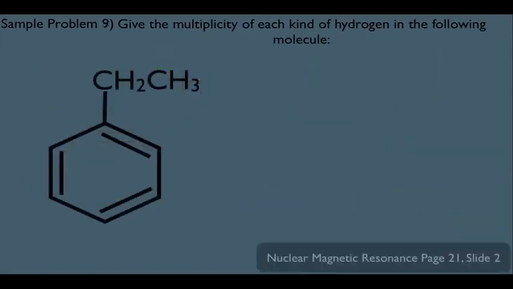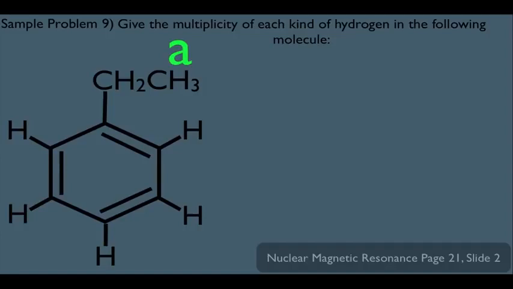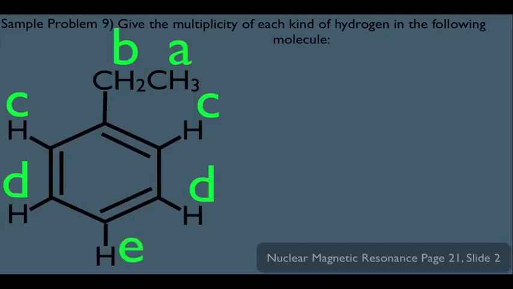Let's look at another example here. Sample problem 9. What is the splitting observed in this molecule? Well, remember the first thing we should do is fill in all the hydrogens that would be present. Here they are. And let's start somewhere and call these the A-type hydrogens. That would make these the B-type hydrogens. And remember, since benzene rings are symmetrical, these would be the C-type hydrogens, making these the D-type. And this last one right here would be an E-type hydrogen.